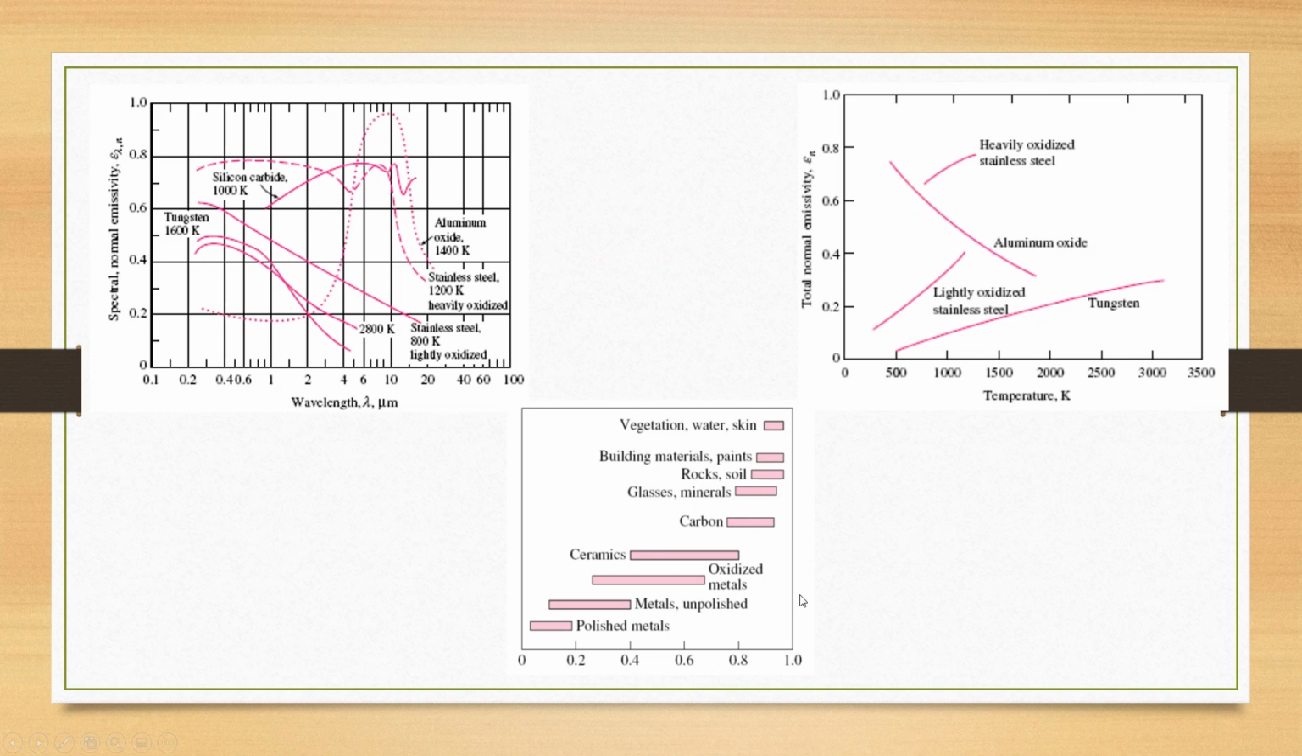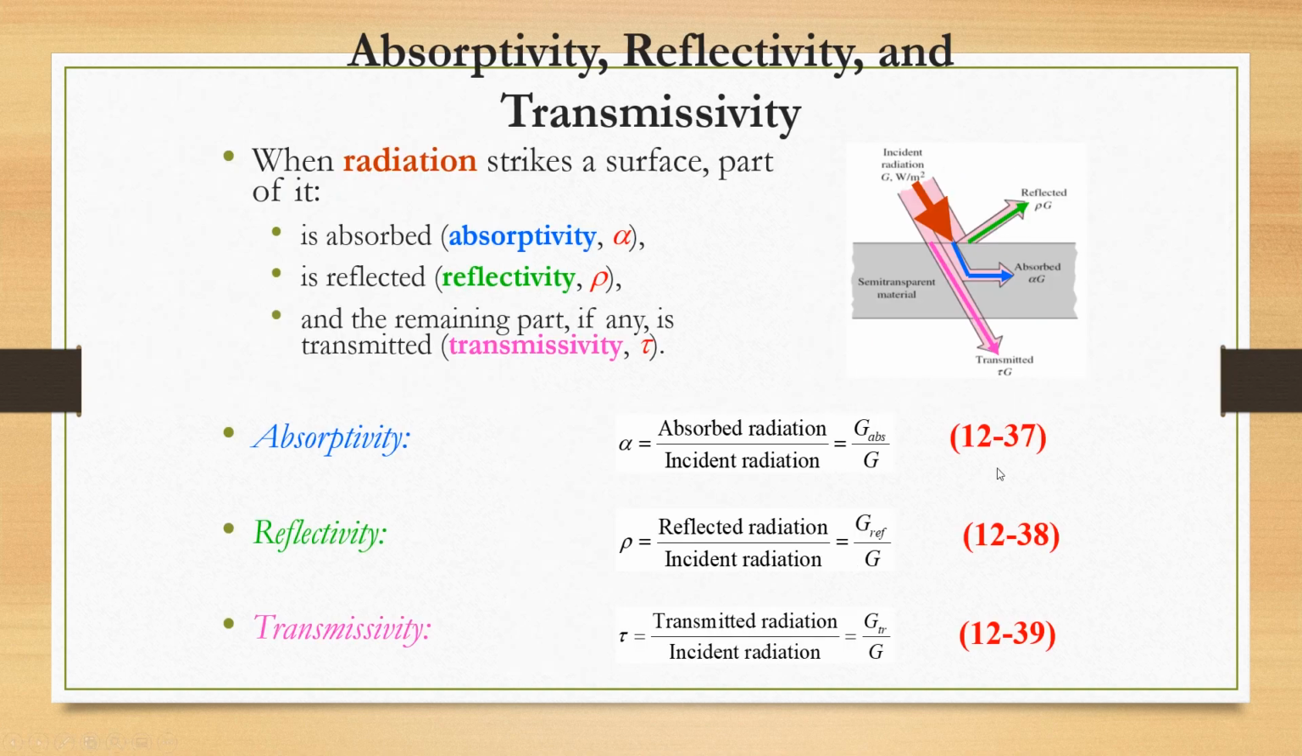These are the other types of materials that do not depend on wavelength, the diffuse and gray surfaces. Now we go to absorptivity, reflectivity and transmissivity. As we can see here, we have incident radiation striking a semi-transparent material. We are not giving an example for the opaque, since the opaque does not have transmissivity.